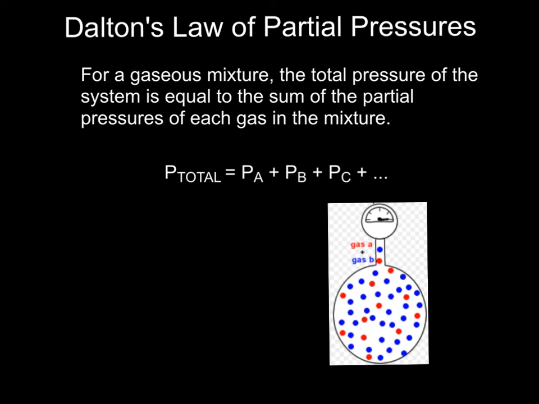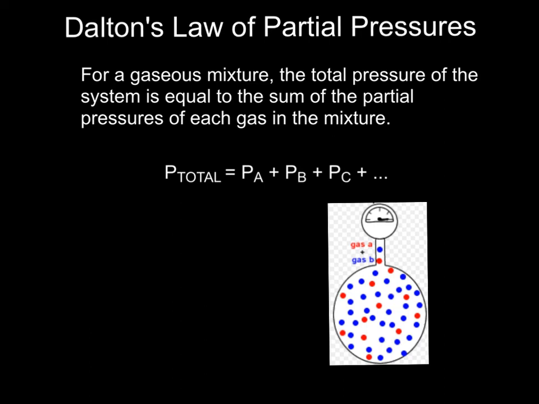Dalton found, and this is the same Dalton from our first atomic theory, John Dalton, in the 1800s, that for a gaseous mixture, the total pressure of the system is equal to the sum of the partial pressures of each gas in the mixture.